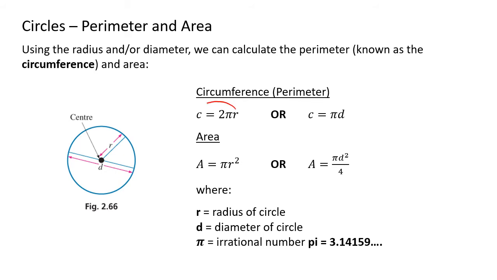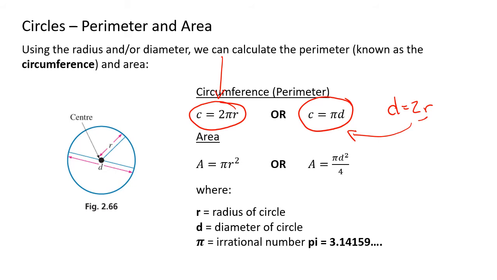It's equal to 2 times pi. Okay, we'll get into pi in a second. Times the radius, or it's simply equal to pi times the diameter, because remember, the diameter is equal to 2 times the radius. So if you substitute this value into here, you'd end up with the first formula.